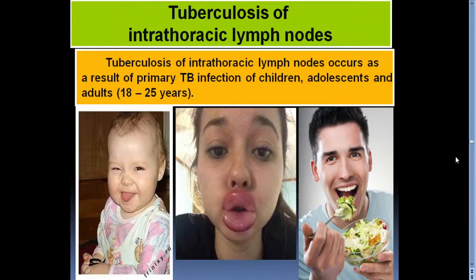And next form of primary tuberculosis, tuberculosis of intrathoracic lymph nodes. This form of tuberculosis occurs as a result of primary TB infection of children, adolescents, and adults from 18 to 25 years, young people.